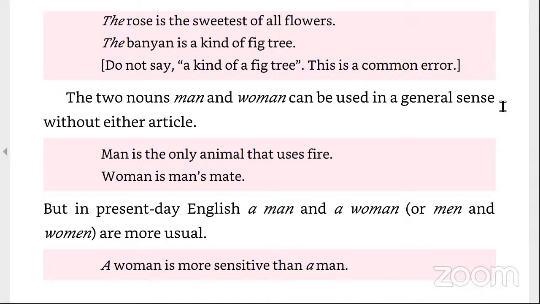The two nouns, man and woman, can be used in general sense without either article. For example, man is the only animal that uses fire. A woman is a man's mate. So you see, with man, we don't use the here. But in present day, a man, a woman is more usual. For example, a woman is more sensitive than a man.